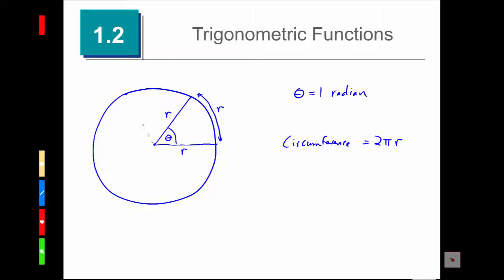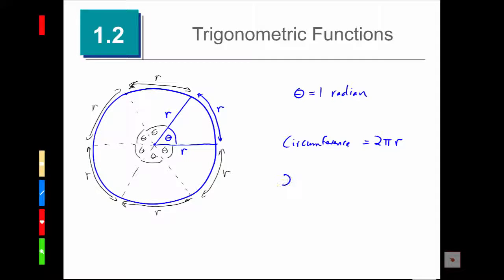So I could draw another one like that, for example, maybe another one like that, another one like that, and another one like that. All of these sectors have an arc length that's equal to r. So that distance there is equal to r, that distance there is equal to r, that distance there is equal to r, and so on. And of course, by definition then, this angle here for each one of these sectors is equal to 1 radian. Now we ask ourselves the question, how many of these sectors can we pack into this circle?